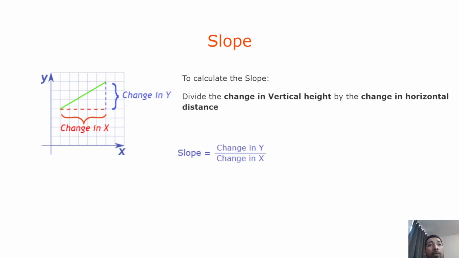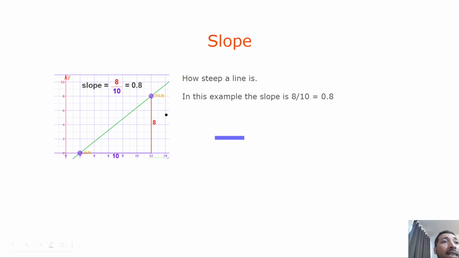Now, in terms of mathematical formula, we can use this formula to find the slope. The slope is change in y over change in x. Basically, this change in y is the rise, and this change in x is the run. So we divide this change in vertical height by the change in horizontal distance to find the slope. For this example, we can see that from these 2 points, the run is 10 and the rise is 8. So 8 over 10, the slope is 0.8.